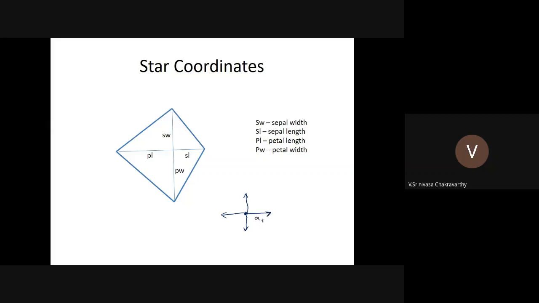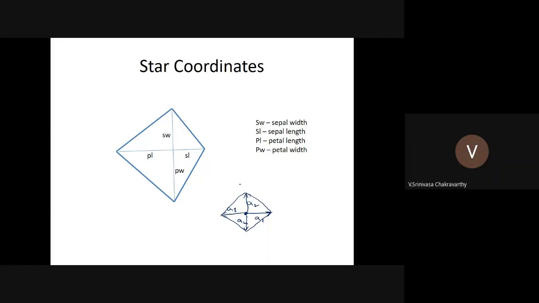So this is attribute 1, attribute 2, attribute 3, attribute 4. These 4 vectors together represent that particular record. Only thing is, you connect the tips of the vectors and you get a polygon. It won't be a square or anything, it will be some random quadrilateral in this case. This quadrilateral represents one data point in the iris data.